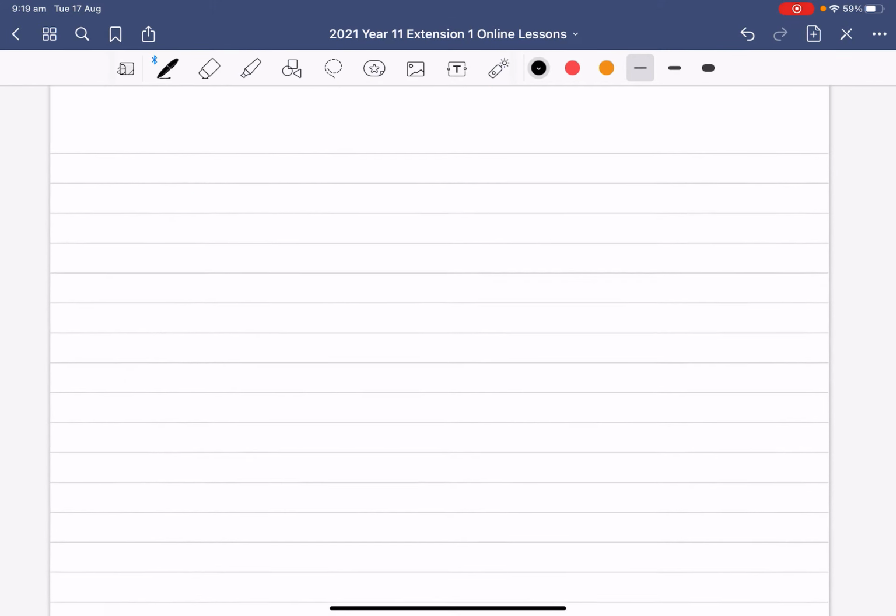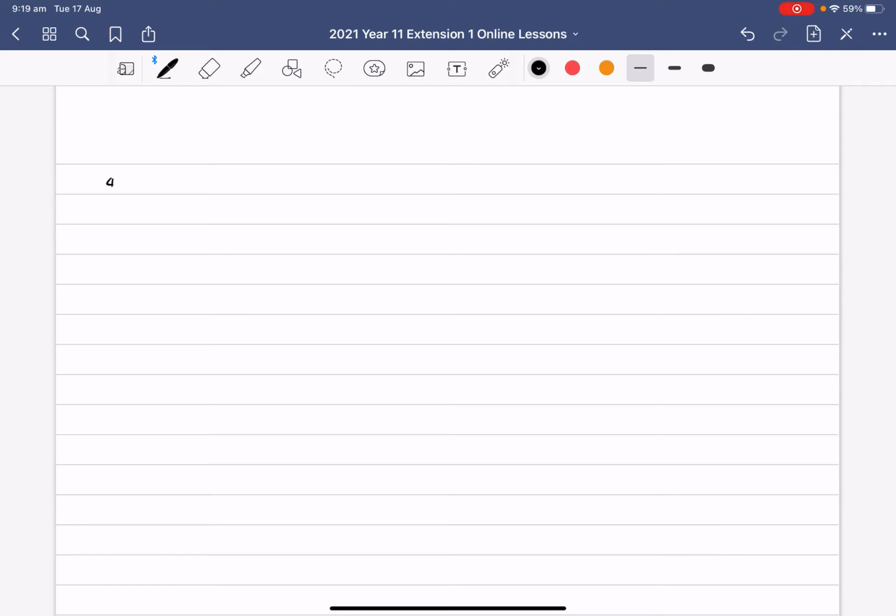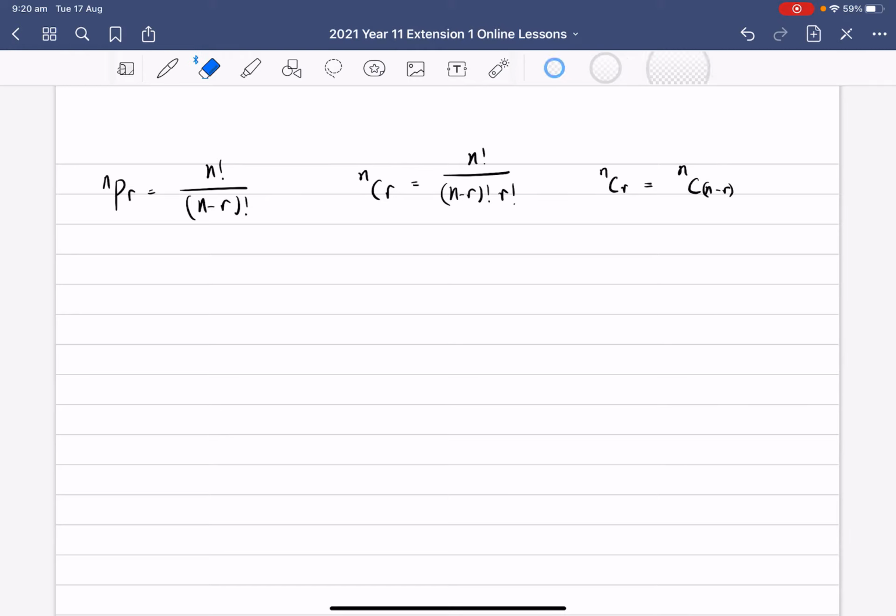Okay, so we've got 2 formulas here. Let's write this one more time. NPR is equal to N factorial over N minus R factorial, and NCR is equal to N factorial over N minus R factorial and then R factorial. Now, there's one more formula that you need to know, which is NCR is also equal to NC(N minus R).